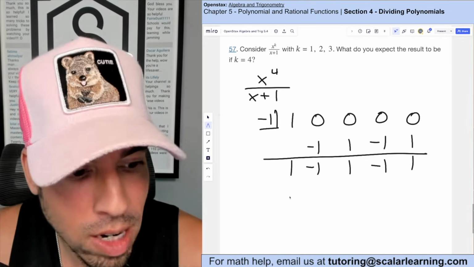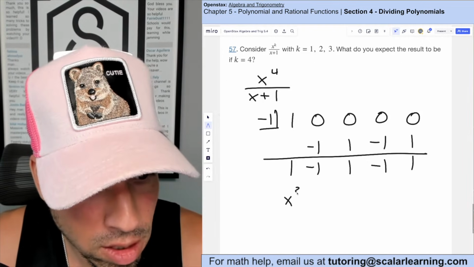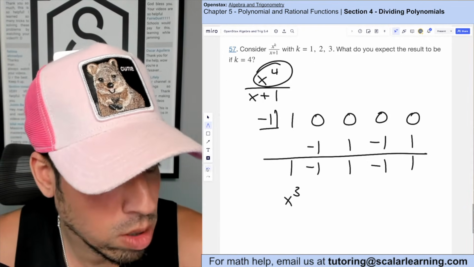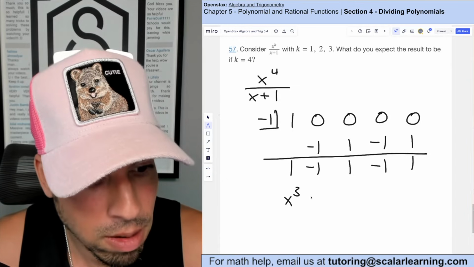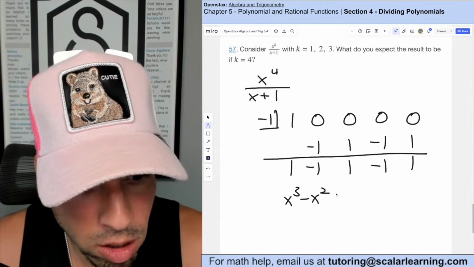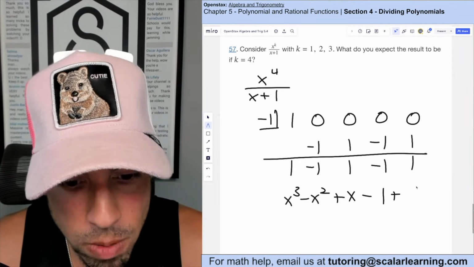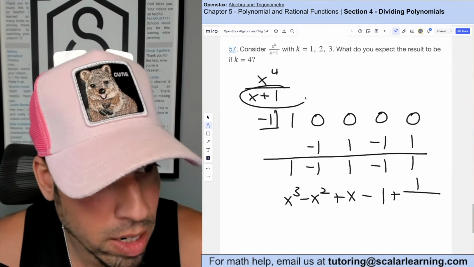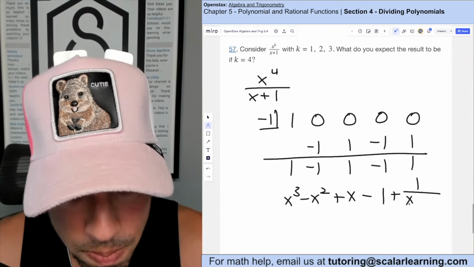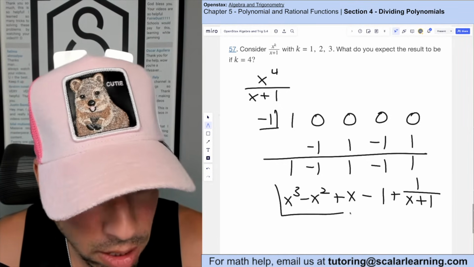So if we were to write this out, we have 1x to the 3rd. Why am I starting here? I'm starting 1 below x to the 4th. Then it's minus 1x squared plus 1x minus 1, and then that remainder of 1 over the original divisor, which was x plus 1. And there's your final answer.